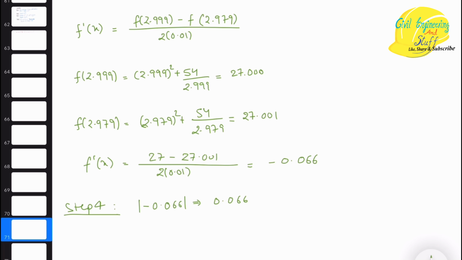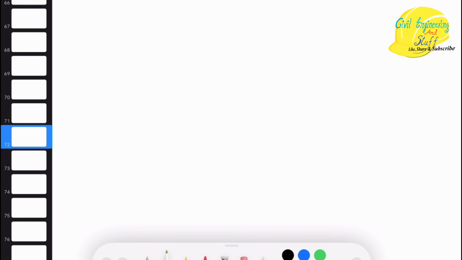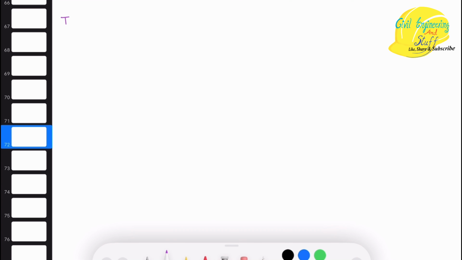So this value 0.066 is again not less than 10 to the power minus 3. So we will again move to step 2. So let's move to step 2 and do iteration number 5 and see if the required point we find or not, right? So we are moving to iteration number 5, and now I'm going for step 2, right?